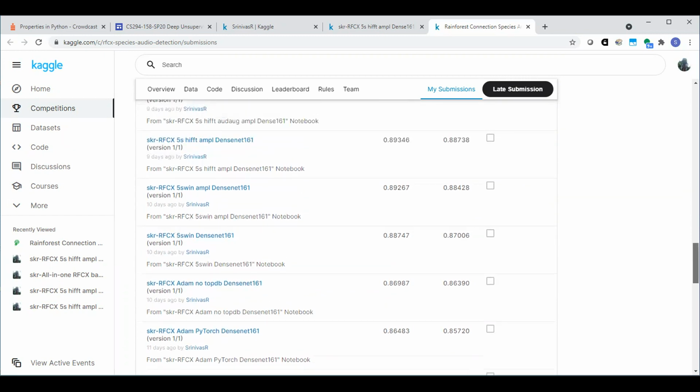value as well. And then another variable, as I keep talking about, is the number of FFT samples, and that number was originally 2048. I made it 4096, therefore called it high FFT. So now I am at 5 seconds, 4096 FFT samples, the power setting equal to amplitude using the DenseNet 161 network. And that so far has been my best score, 0.89346 on the private and 0.89. So you can see that I'm very close to the 0.9.